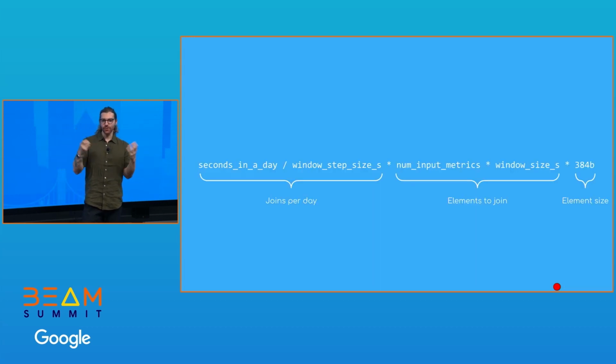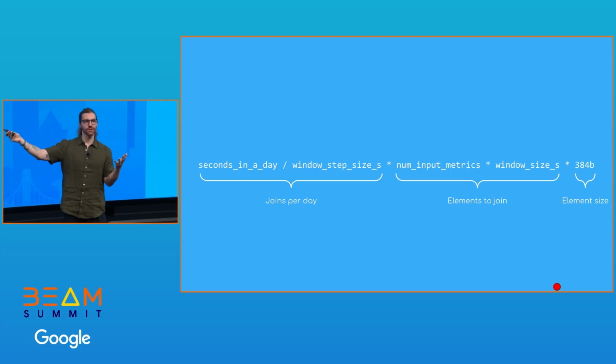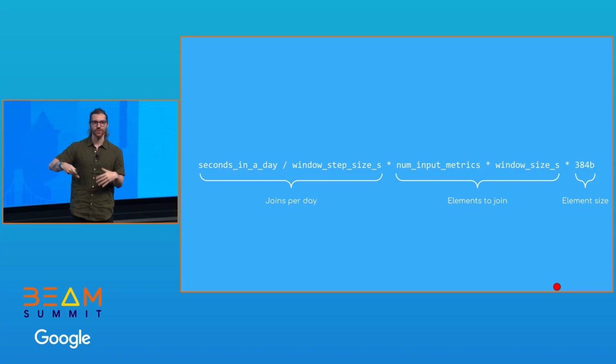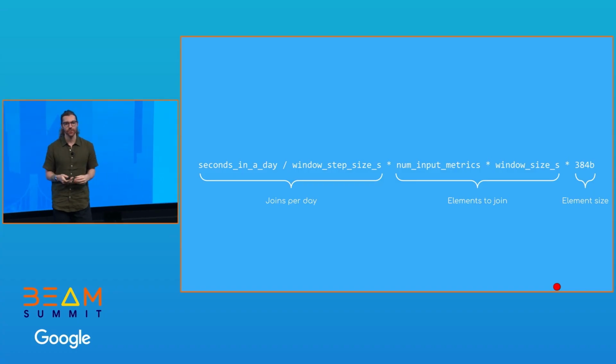So this is roughly what that formula looked like before. This is my back of the envelope math of what it was costing, what the function of streaming engine cost was. It was a function of seconds in the day divided by window step size in seconds, times the number of input metrics, times the window size in seconds, times 384 bytes, which was the size of each element with all of its window and its key associated with it.